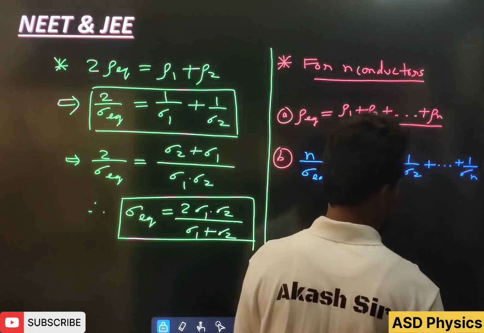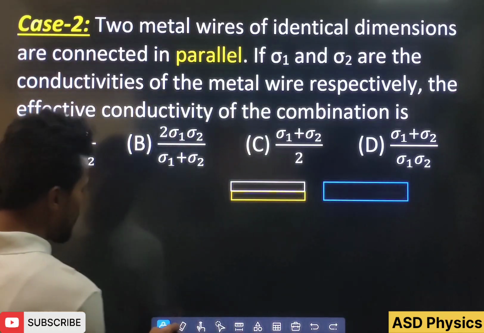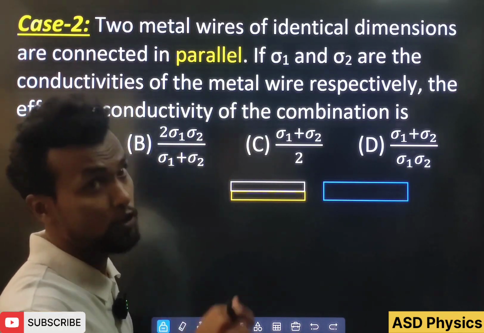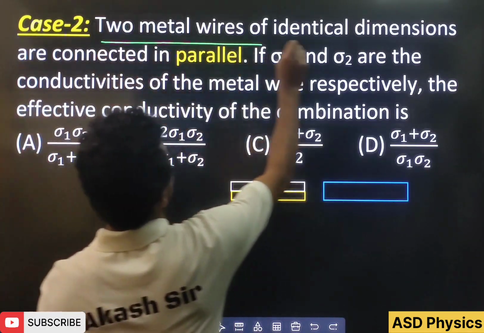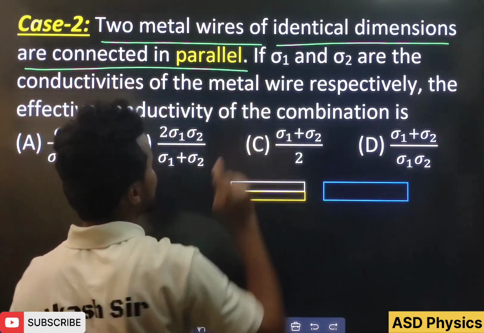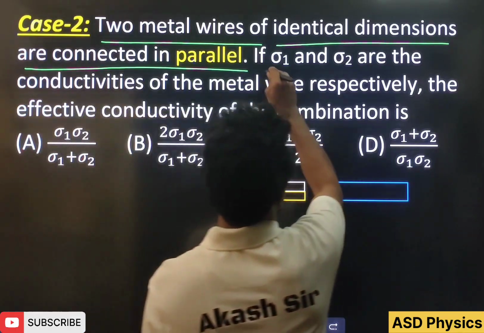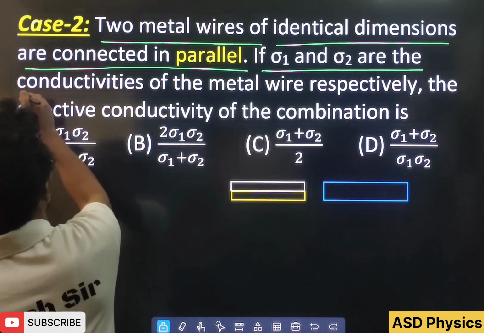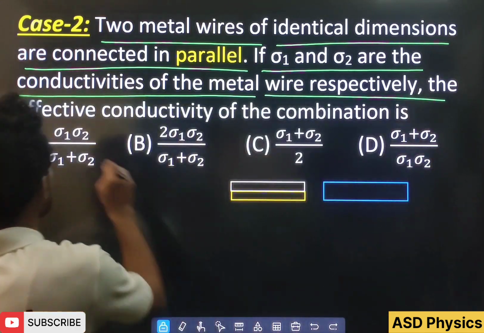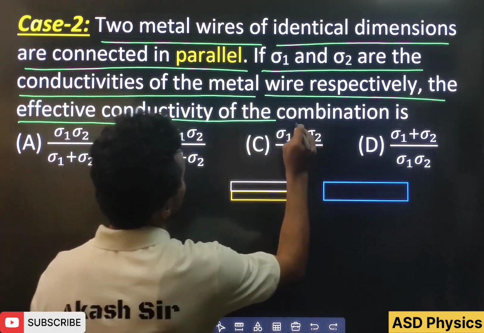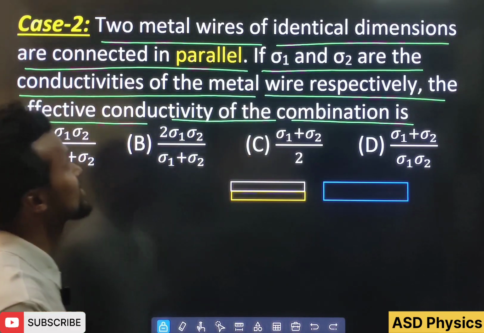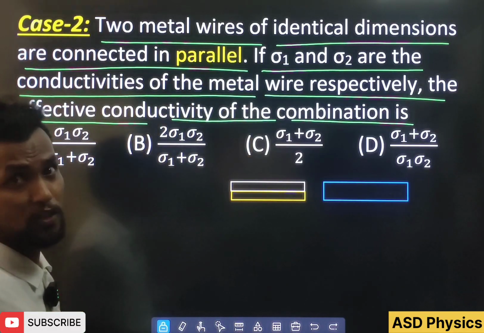Great. Now in case 2, because we are calculating the equivalent resistivity, here for parallel combination also. See here, two metal wires of identical dimensions are connected in parallel. If sigma 1 and sigma 2 are the conductivities of the metal wires respectively, the effective conductivity of the combination is how much? So students, you have to remember that in parallel combination we are going to do it.